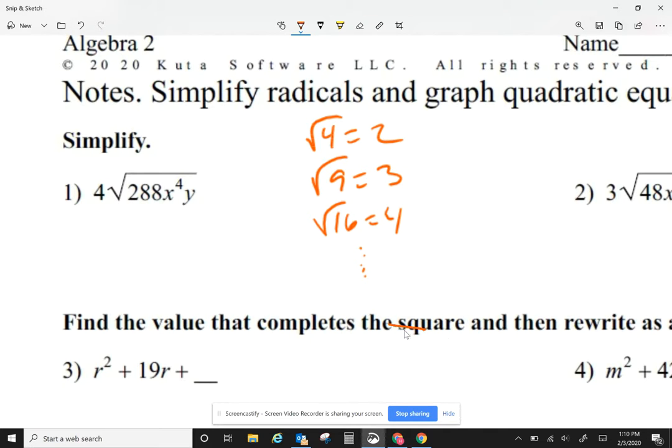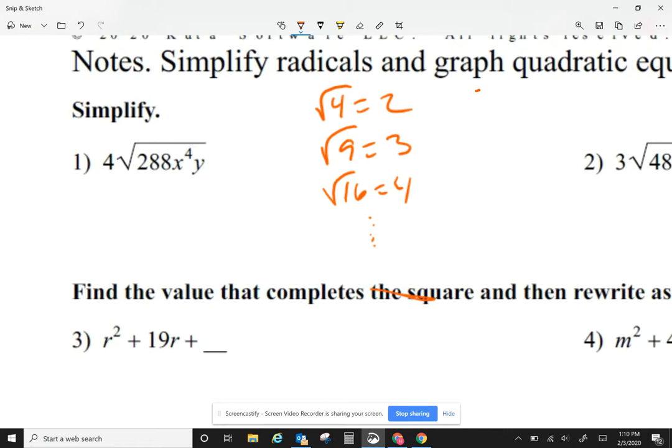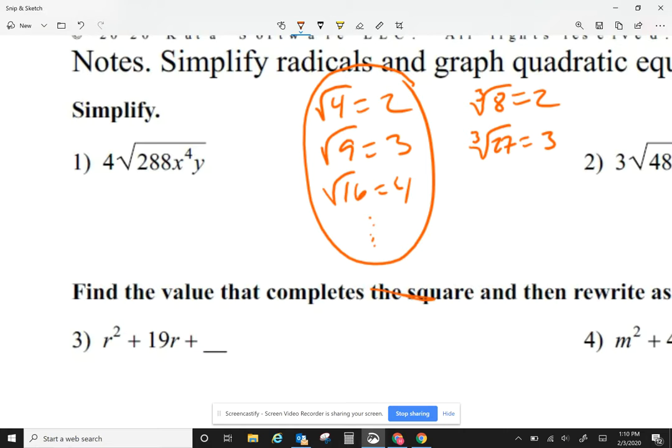If by any chance I was dealing with cubes, make sure you know the perfect cubes. And with that, I mean like the cube root of 8, because we know that's equal to 2. The cube root of 27, because that's equal to 3. If you're dealing with perfect cubes. In this case, we're dealing with squares.